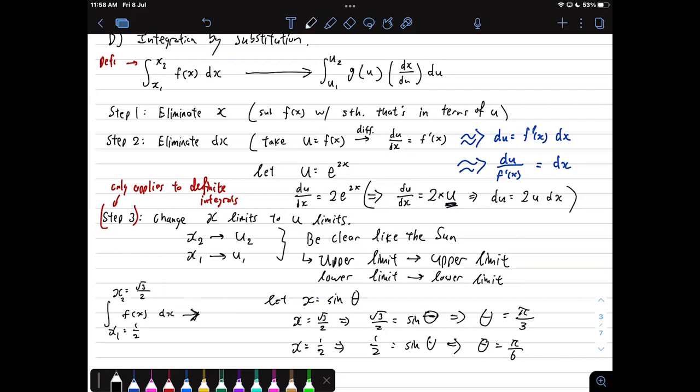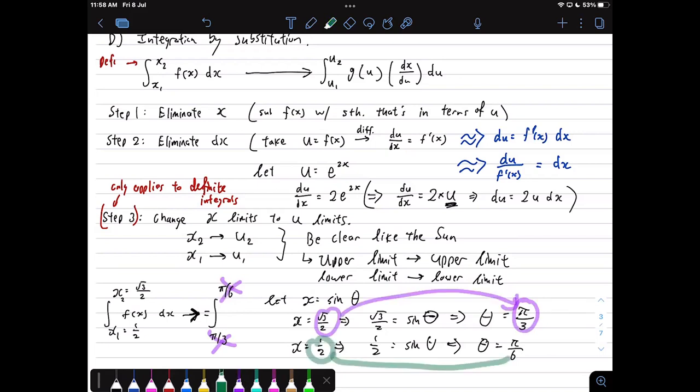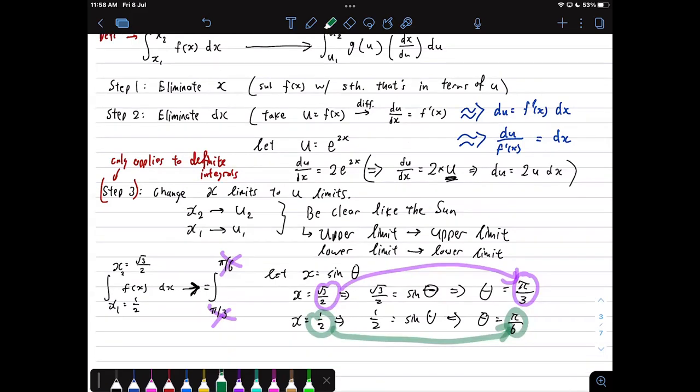So I predict that you will mess up, but I'm trying to prevent it. That you put down pi over 6 on top and then pi over 3 below. Wrong. What's wrong? Upper limit is root 3 over 2, lower limit is pi over 6. Don't mess up. Be so clear like the sun. Upper limit is on top, lower limit is below. Not big or small. Sometimes the upper limit could be smaller. And anyway, pi over 6 is smaller than pi over 3. In this case, it's just a coincidence that pi over 3 is bigger and pi over 6 is smaller. Just a coincidence.